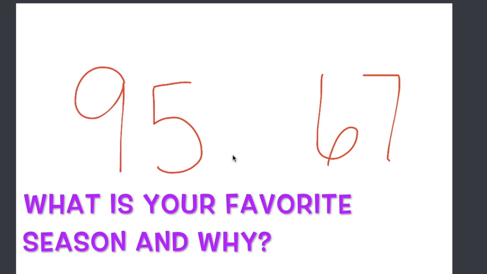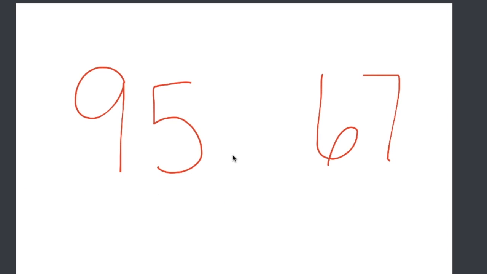We have the numbers 95 and 67. Now, the first thing we do is we look at the number in the tens place. All right, and normally that will tell us greater than or less than. It gets harder when the numbers are the same. So in this one, our numbers are actually not the same. We have a 9 and a 6 in the tens place, right? And we know that the tens is greater than the ones. So we have 95 and 67.